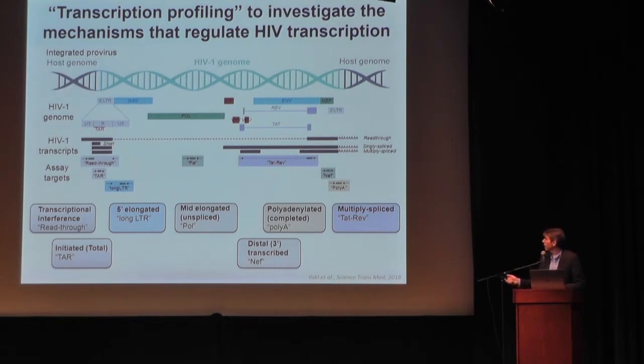And again, at the top, I have the organization of the HIV DNA or genome, some of the transcripts, and then some of the assays that we use to measure different HIV RNA regions. For example, we have an assay for the TAR region, which is the very first region transcribed in HIV and is present in all transcripts. So this can tell you about initiation or total HIV transcription.